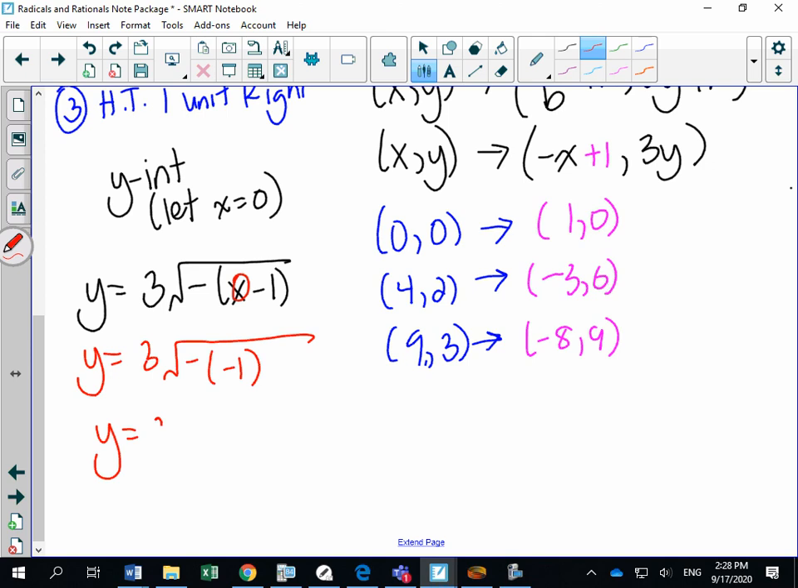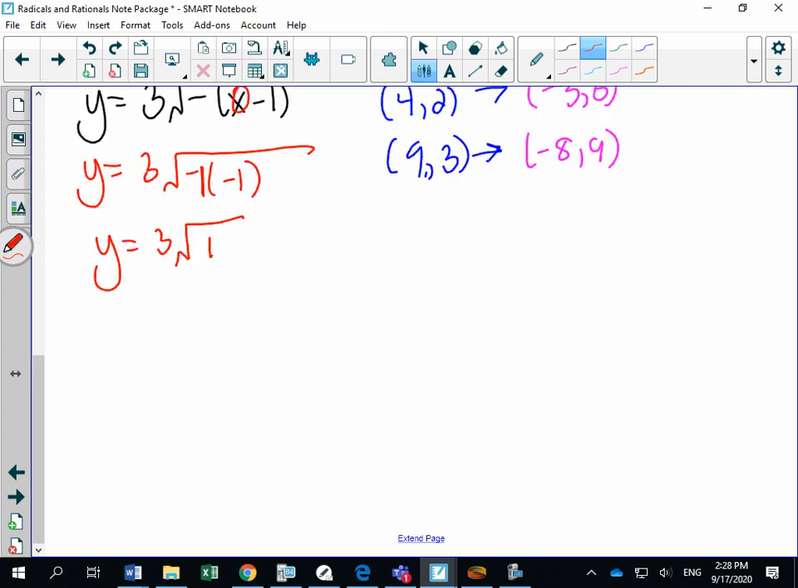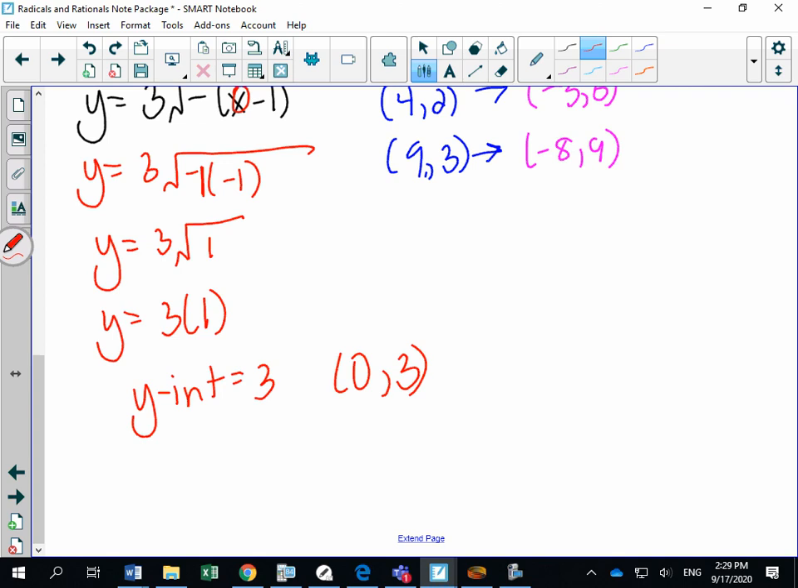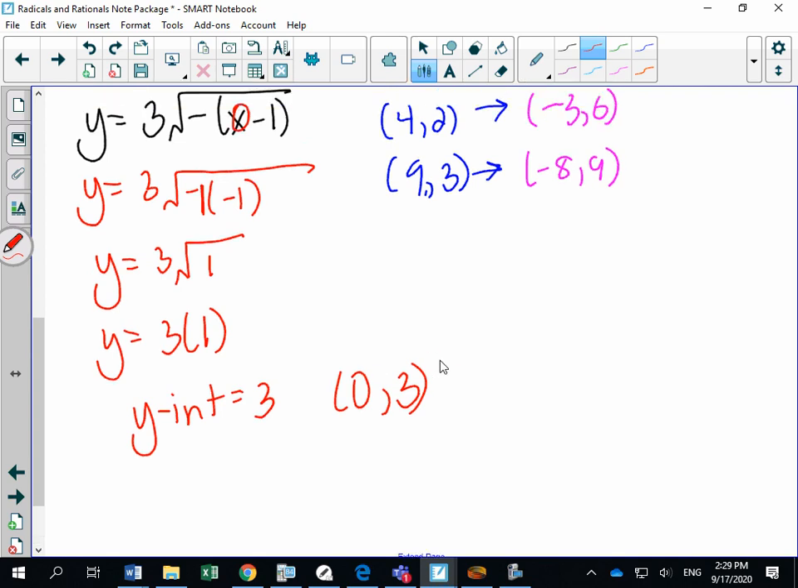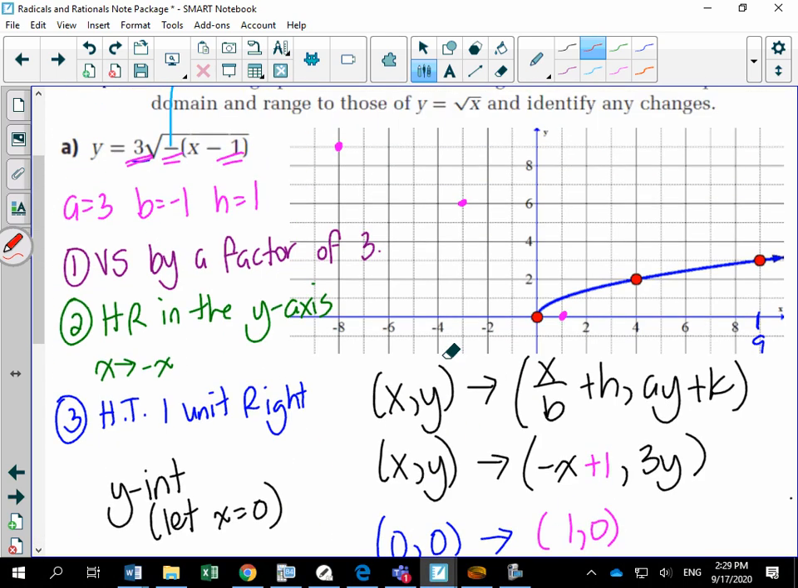Y is equal to 3 times the square root of, this is really a negative 1 times negative 1, which is positive 1. From here, y is equal to 3, the square root of 1 is 1. So the y-intercept of my graph is 3. When x is 0, y is 3. I need to put that point on. So going back here, when x is 0, y is 3.